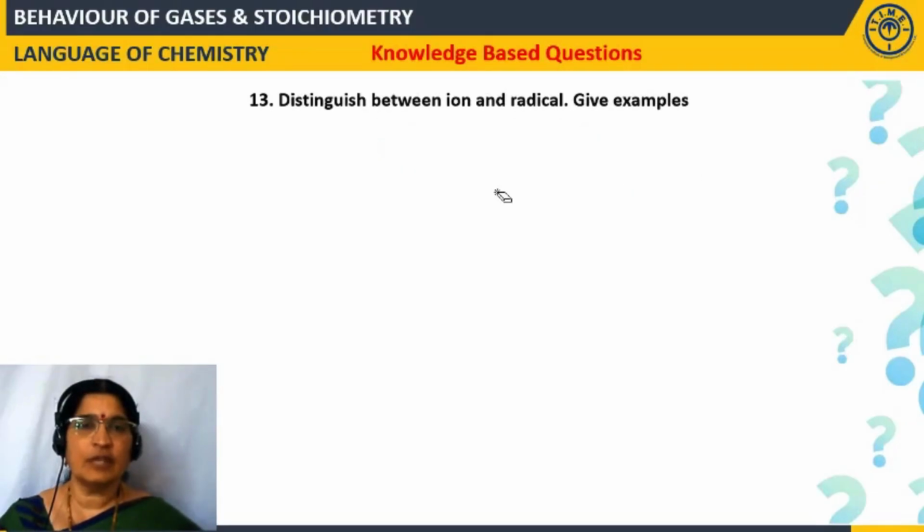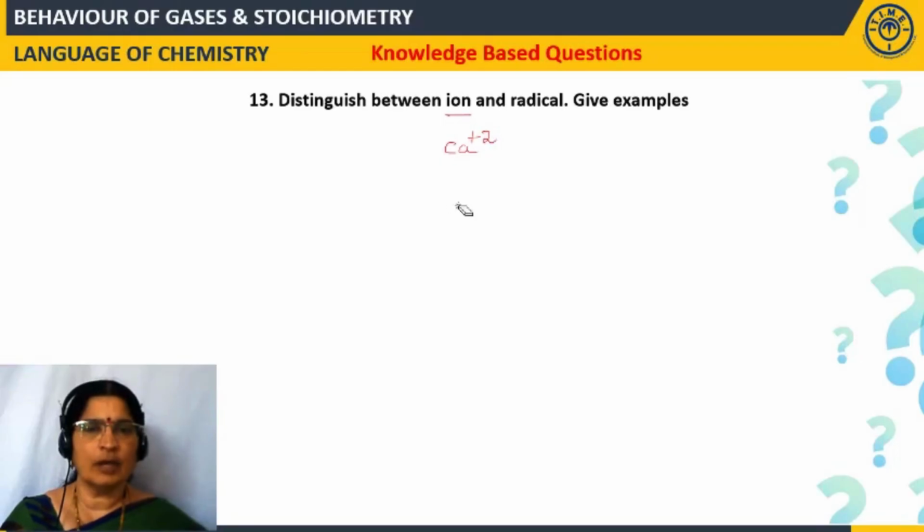Right? Now distinguish between ion and radical. Give examples. See, an ion is formed when an atom gains or loses one or more electrons. For example, calcium loses 2 electrons to form Ca plus 2 ion, so it's called a cation. Sulfur gains 2 electrons and forms S minus 2 ion. These are the ions. What is a radical?